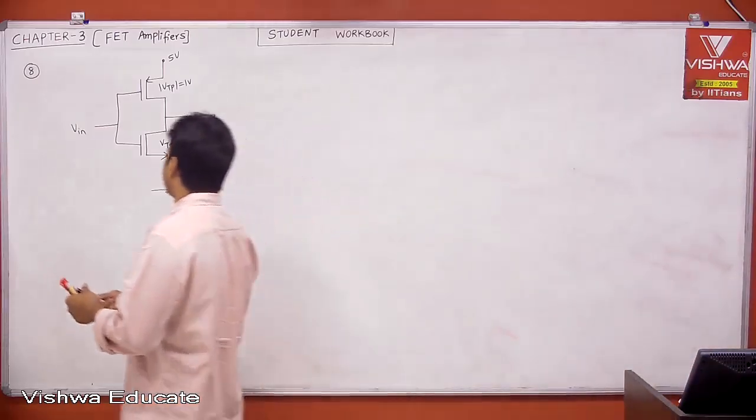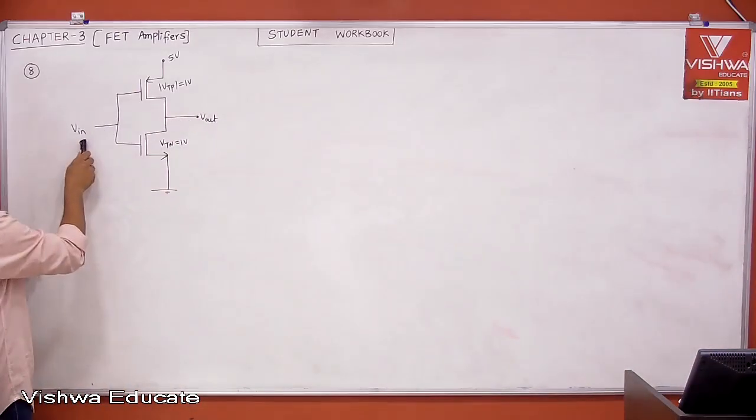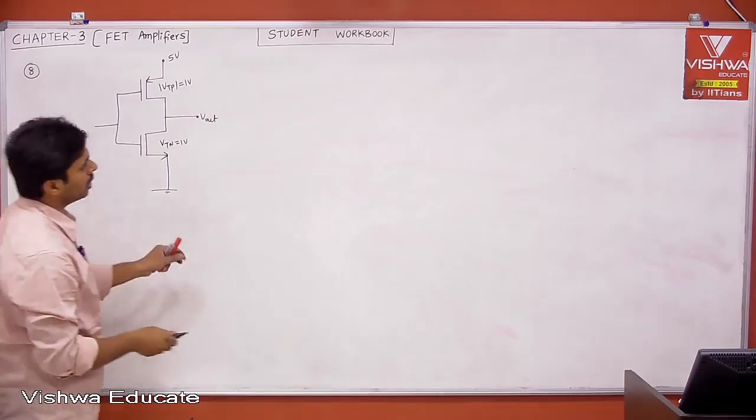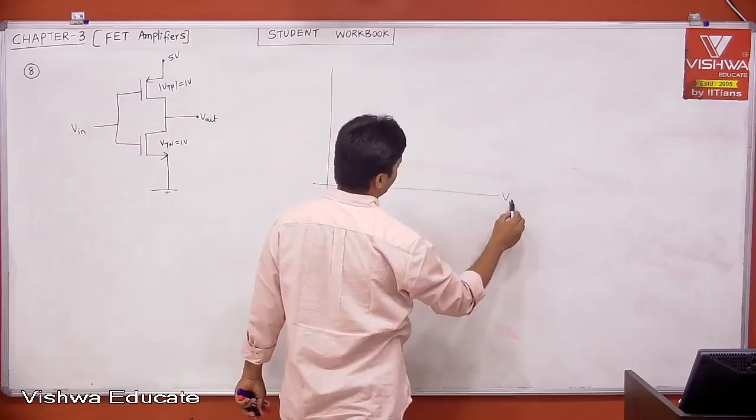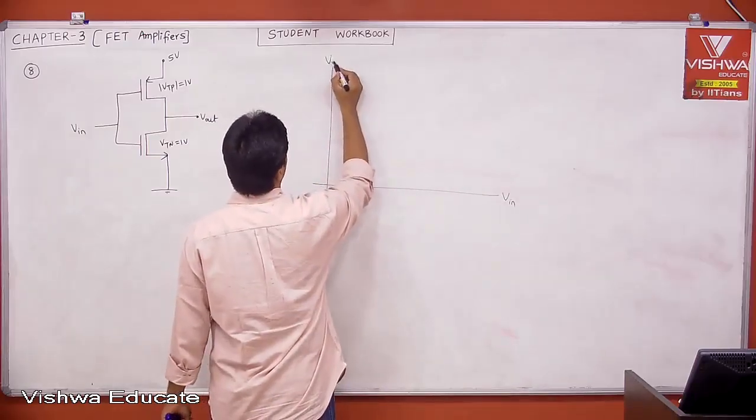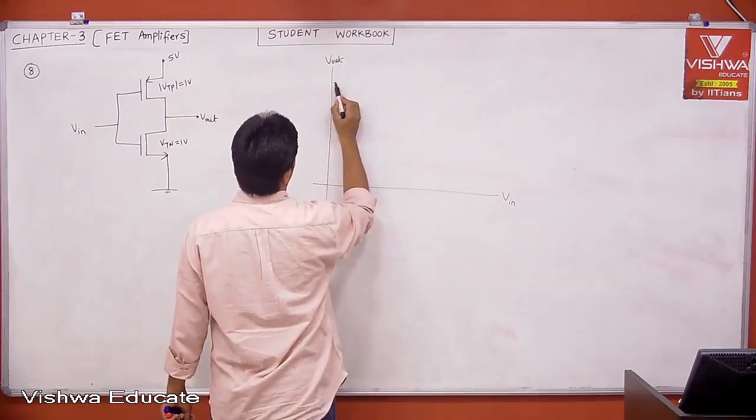Okay. Now tell me, when input is equal to 0, we know that, right? If you take the transfer characteristics, this is your V in and this is your V out, right? I already gave it.